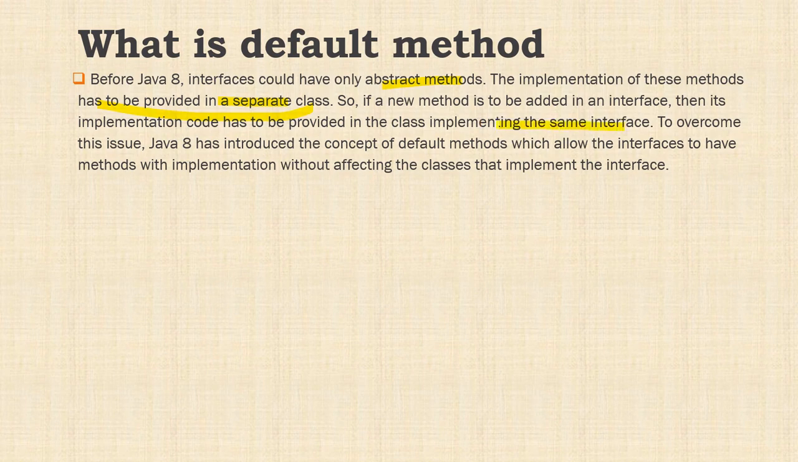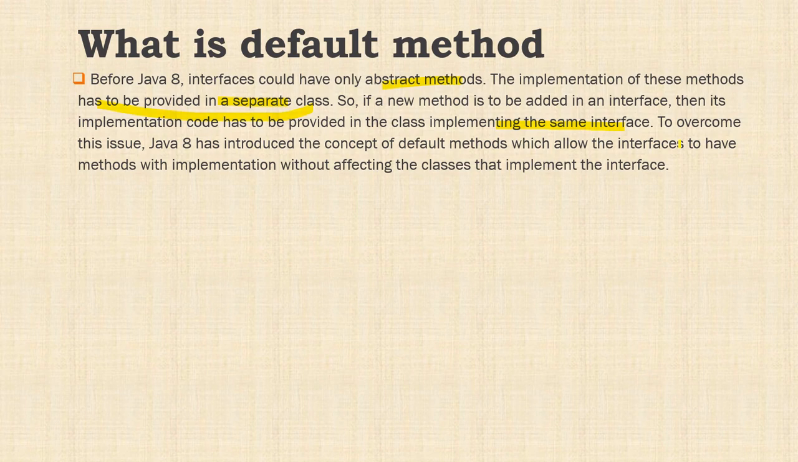So if you are adding any abstract method inside the interface, then you have to implement it in your implementing class. To overcome this issue, Java 8 introduced the concept of the default method, which allows interfaces to have methods with implementation without affecting the classes that implement the interface.